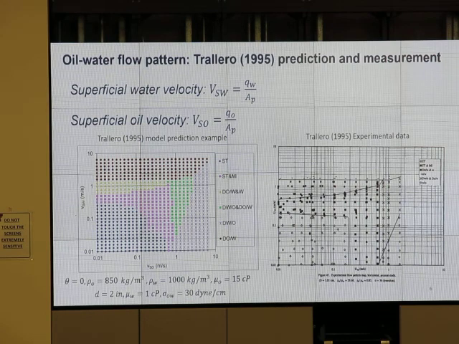Okay? Here's a flow pattern map for the case of water. Most flow pattern maps are expressed in terms of superficial velocity. And this axis is superficial velocity of water and superficial velocity of oil. Superficial velocity is superficial. Okay? It's a fake velocity. It's not the actual velocity. Superficial velocity is just volumetric flow rate divided by pipe area.